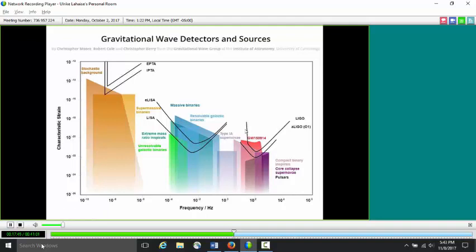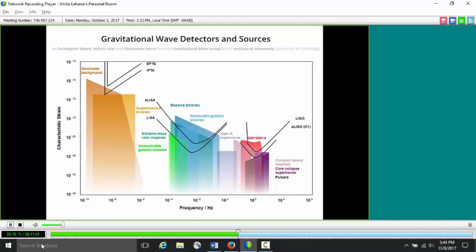So this dips down into here. Advanced LIGO is what's running now. It was upgraded several years ago. So it dips down a little lower into this region and this region. So it should, in principle, be able to detect core collapse supernovae. That's another type of event that will produce gravitational waves, although they have not yet detected any of those.